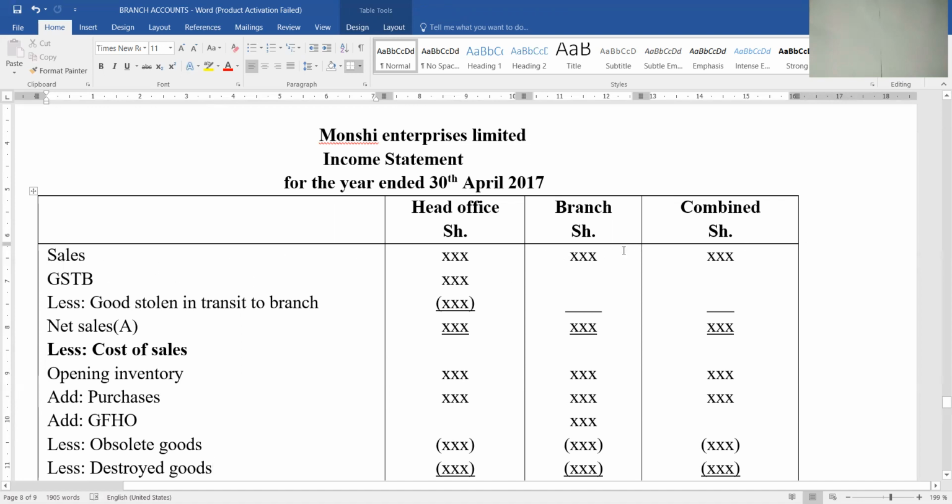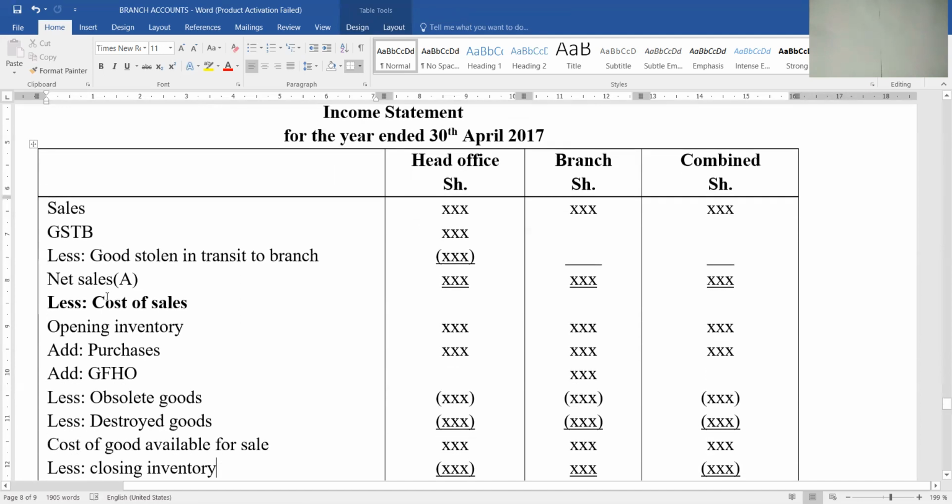So sales will be appearing under head office, branch, and combined. Goods sent to branch, you will only record under the head office. So this GSTB means goods sent to branch. If you can see down here, after purchases, there is something stated as GFHO, goods from head office.